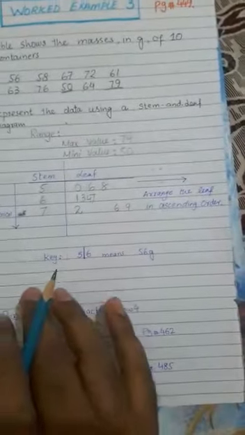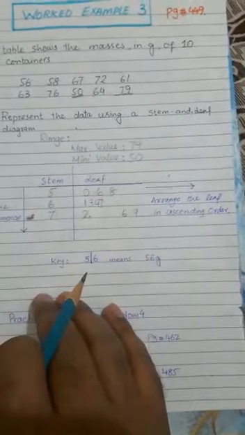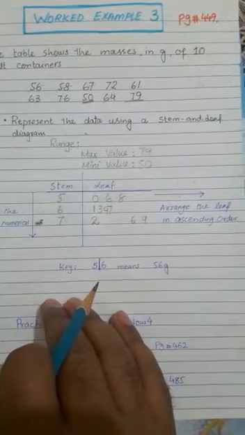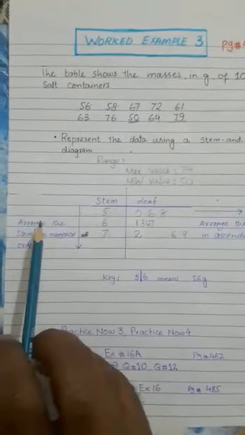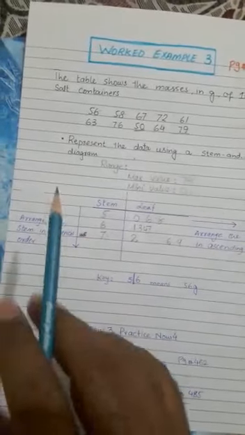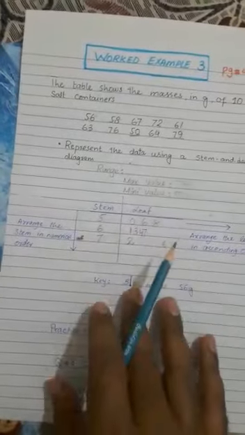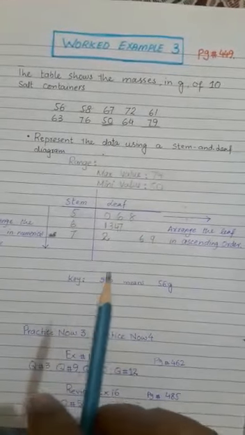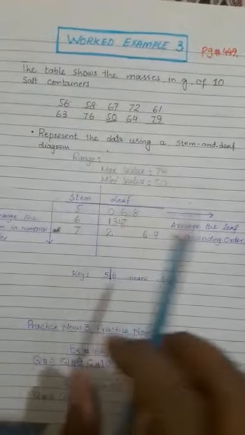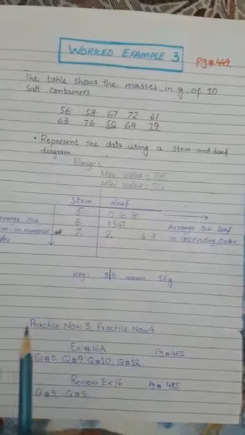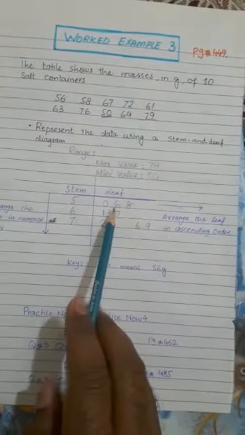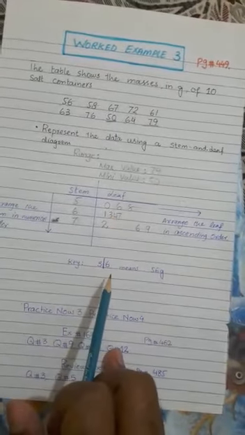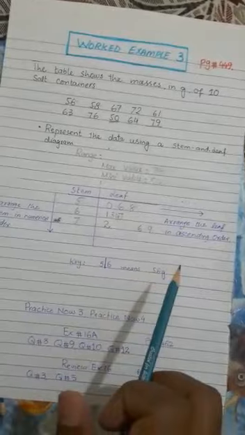Through this you can see we have converted our data into a stem and leaf diagram. The stems are arranged in numerical order, 5, 6, 7, column-wise. The leaves are arranged in ascending order, row-wise. The key shows 5 | 6. This 5 and this 6 show that it is the number 56, which means 56 grams.